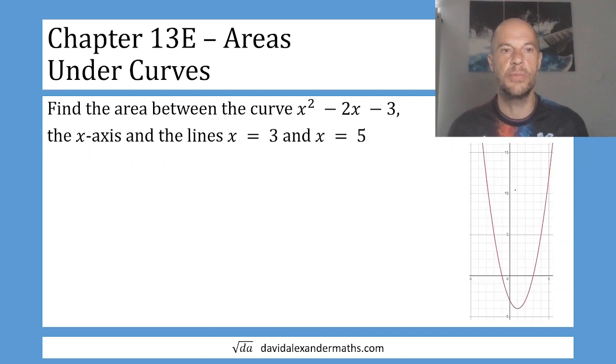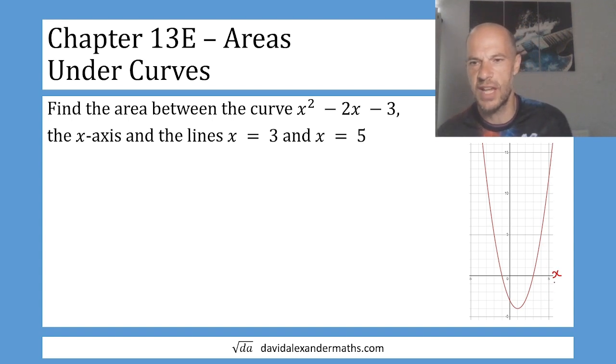Okay, here's another example. We're finding the area between the curve x squared minus 2x minus 3, which is shown, the x-axis, which we know is here, and the lines x equals 3. Actually, the scale's a bit dodgy here, hard to see. So 0, 1, 2, 3. So this is the line where x is 3, and the line x is 5. So we are just working out this little slice here.